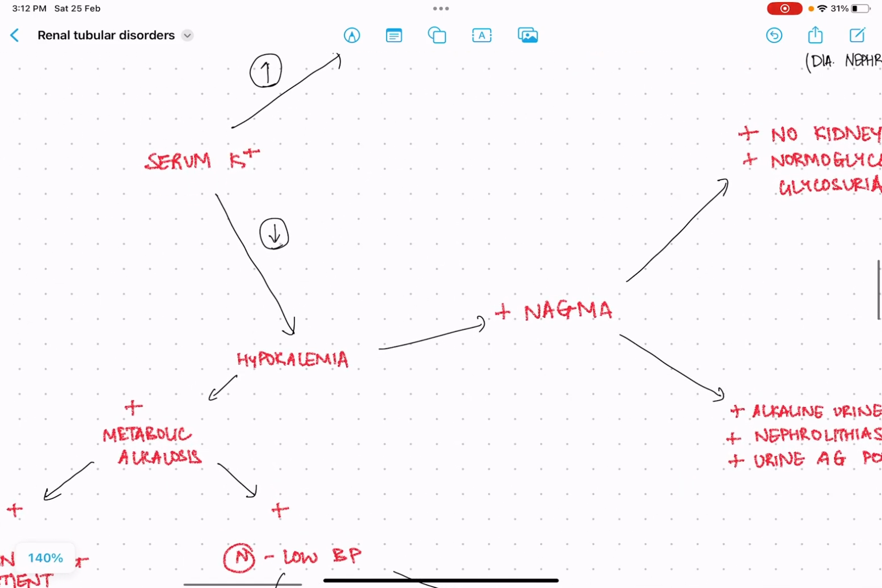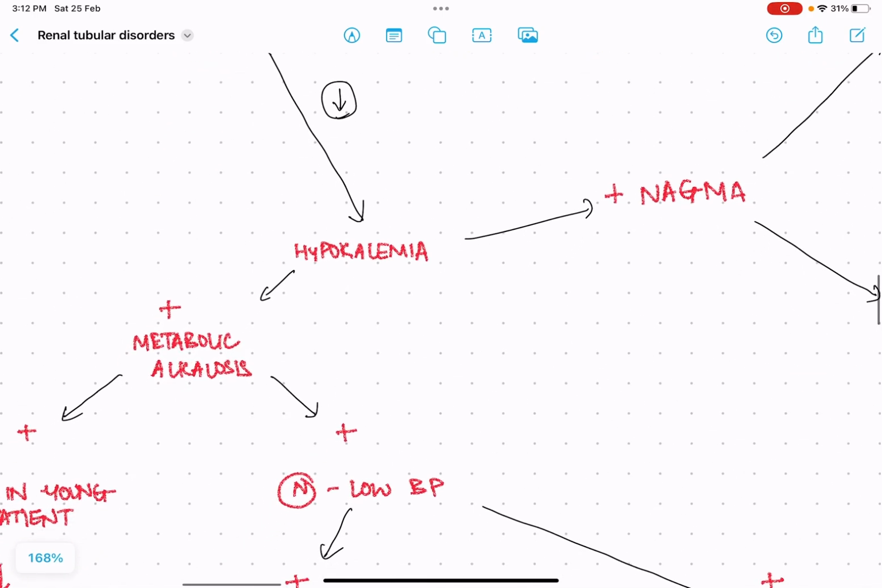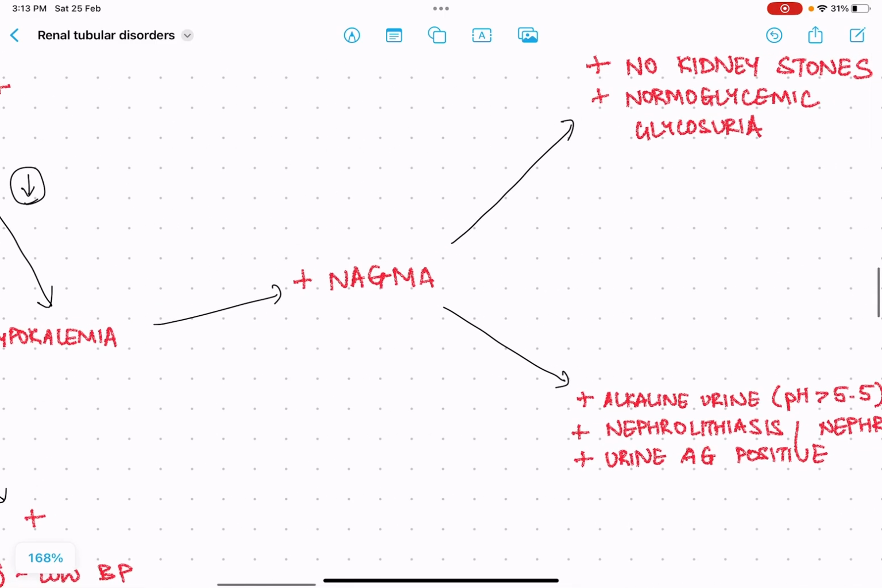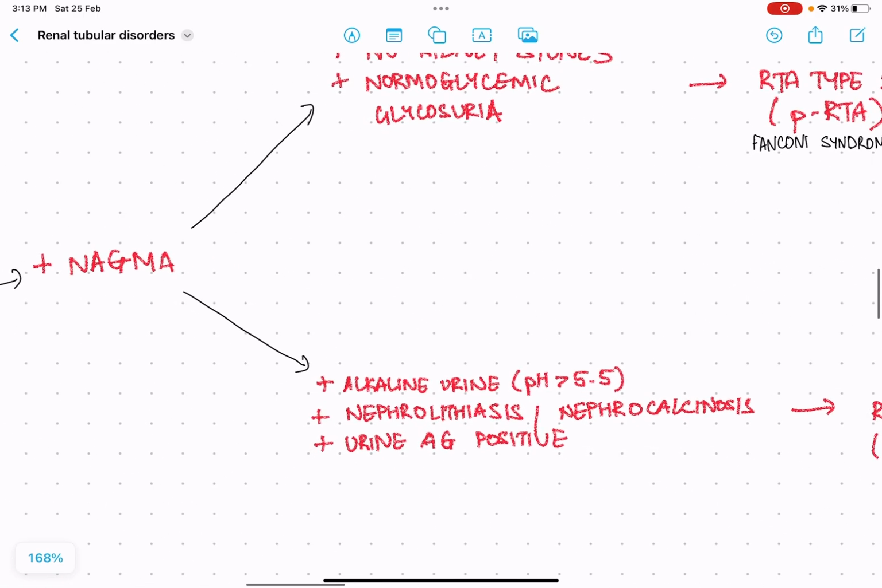If you have hypokalemia, look at the metabolic disorder. Okay, you can either have metabolic alkalosis or normal anion gap metabolic acidosis. If you have a normal anion gap metabolic acidosis, it is RTA type 1 or 2, because type 4 is associated with hyperkalemia. With hypokalemia, it can either be type 1 or 2, right?